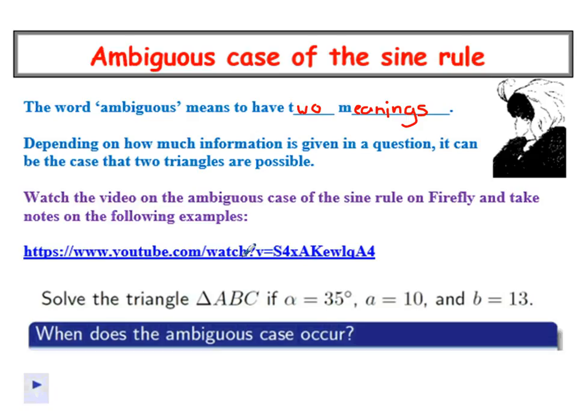So there's another video, and it's on Firefly. There is a link as well, but go to Firefly and find the second video that I've posted underneath this particular video. I would pause this one now and start to watch the other one. Watch the video on the ambiguous case of the sine rule on Firefly and take notes. It's the end of this part of the lesson. I would stop this video and go on to the second video under sine rule, which teaches you the ambiguous case. So that's the end of this particular video. For now go on to the ambiguous case and answer the next few pages in your booklet.